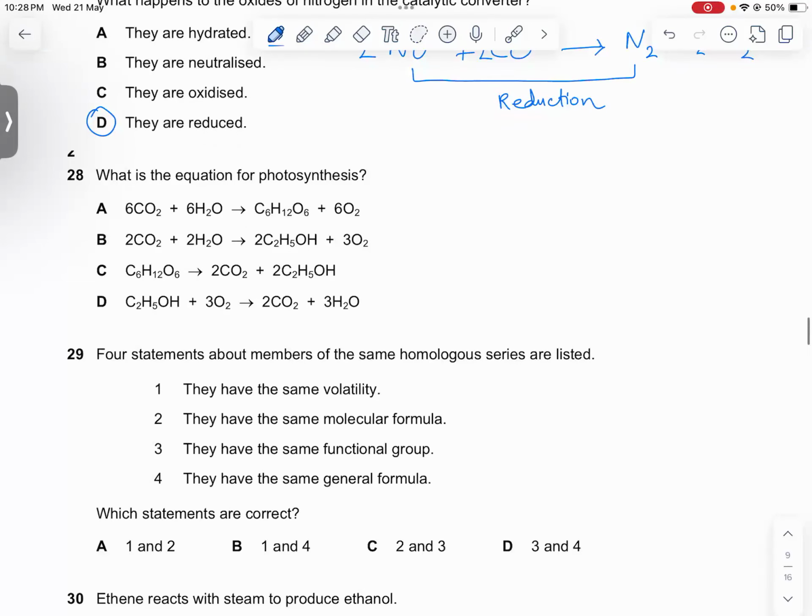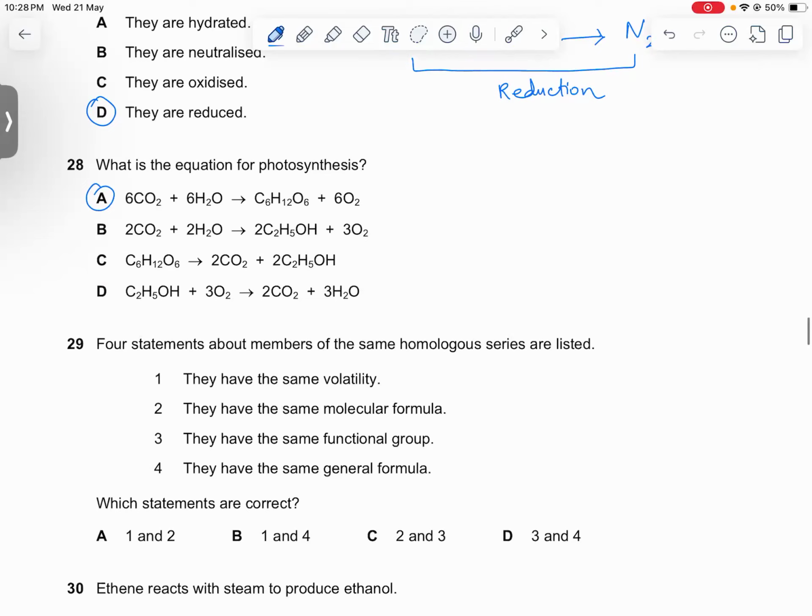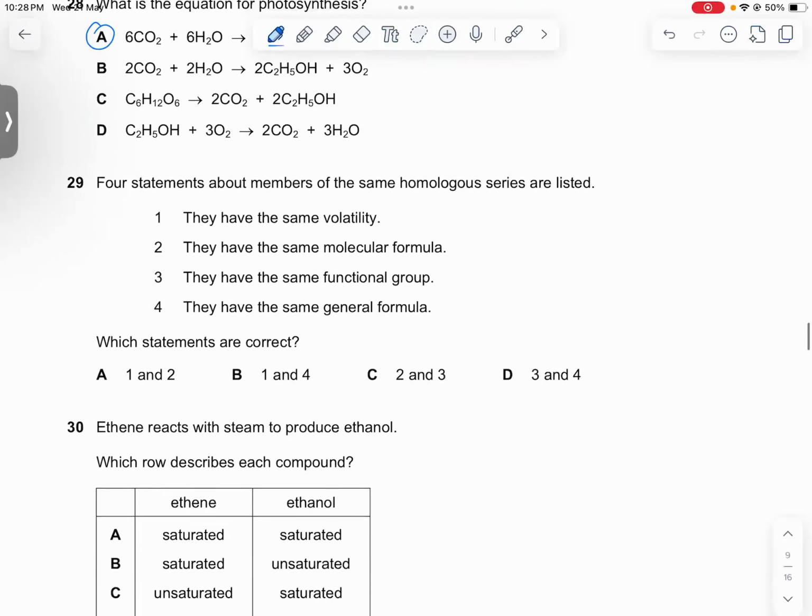Next question. What is the equation for photosynthesis? In photosynthesis, carbon dioxide and water join to form glucose and oxygen. So where is carbon dioxide and water joining to form glucose and oxygen? In option A, right? Next question.